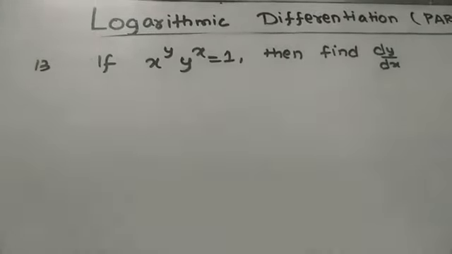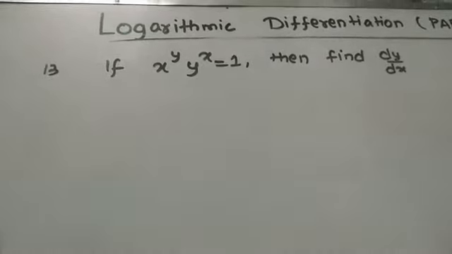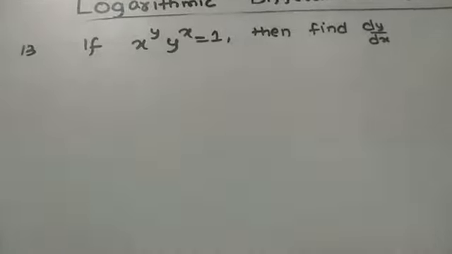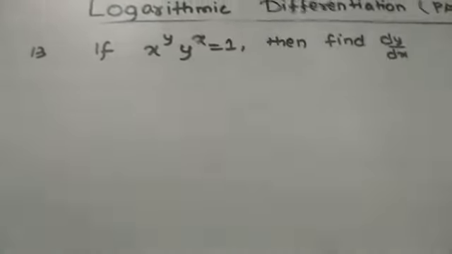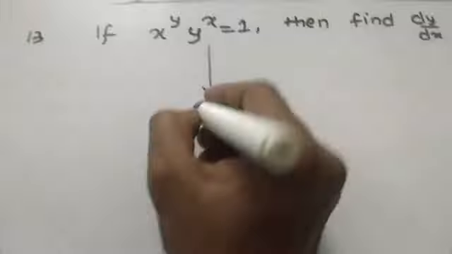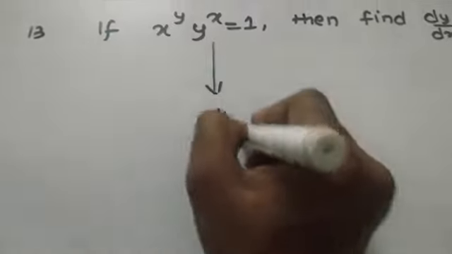Okay, so question number 13. If x to the power y into y to the power x equals 1, then find dy by dx. It is totally similar to question number 12. You will see how. See what is given here. I will just give the hint. You have to solve the question. x to the power y into y to the power x equals 1.